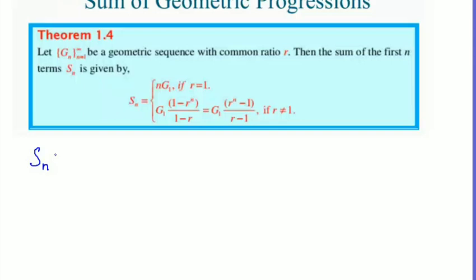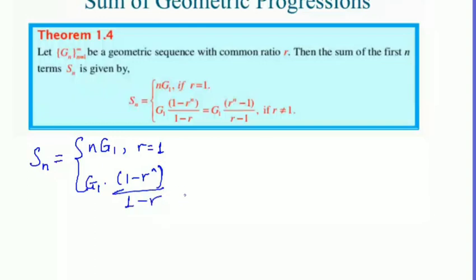This formula is about the sum of the geometric sequence. The sum of a geometric sequence can be defined, as you can see here, in two different ways. N times G1, where r is 1. If the common ratio is 1, the sum of the first n terms of a geometric sequence will be n times G1. Otherwise, it becomes G1 times 1 minus r to the power of n over 1 minus r.